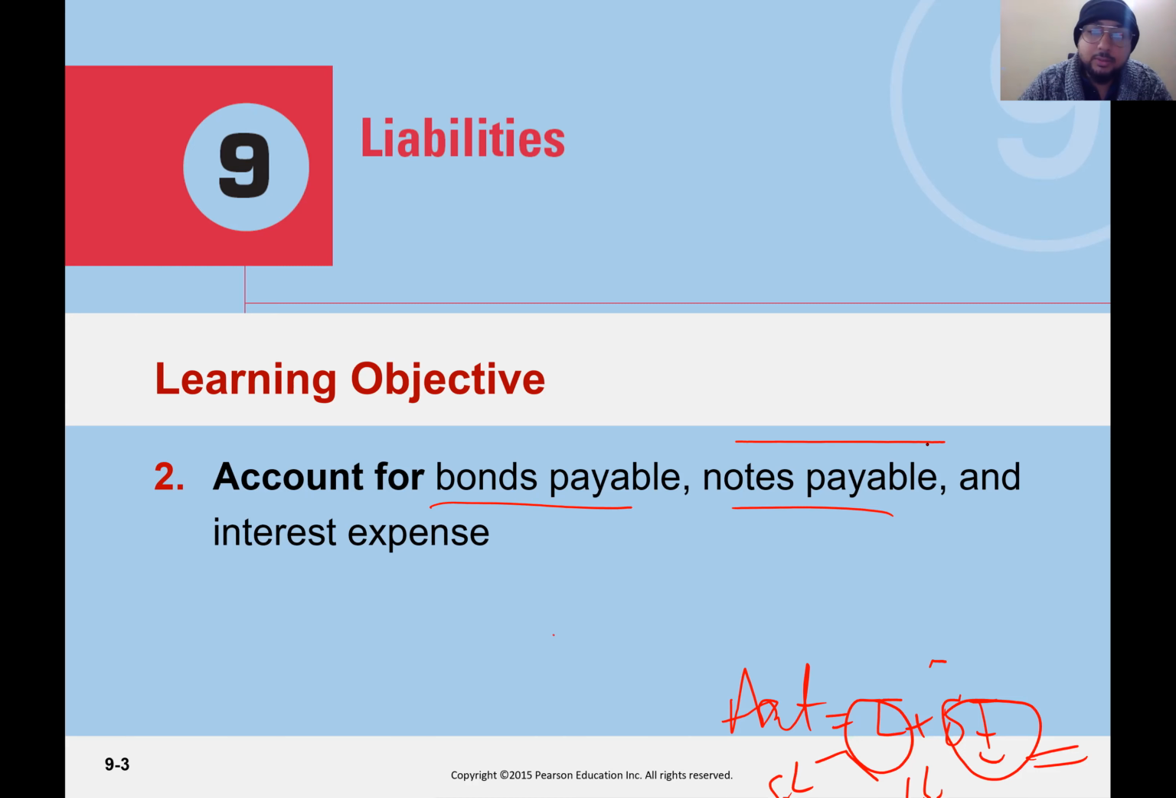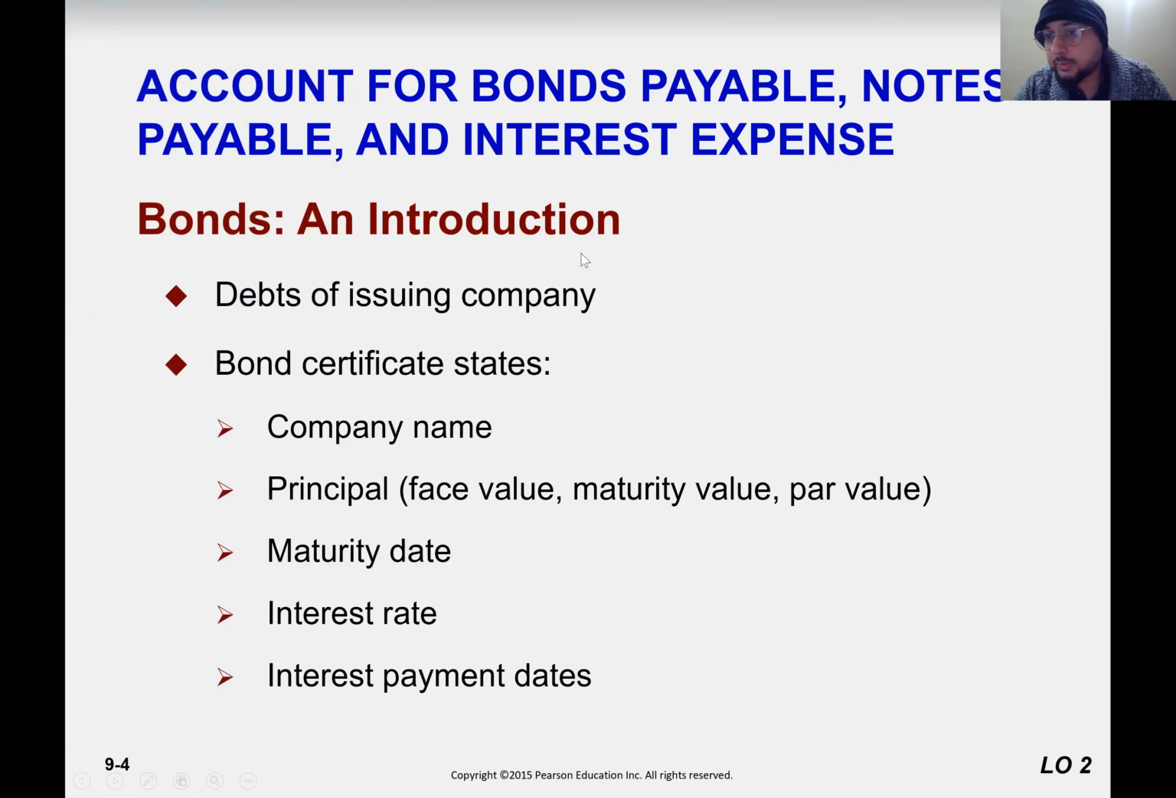So let's just talk about the bonds. What are bonds, right? I'm sure you already had some discussion in the introduction to business, so I'm just gonna go through it here. A bond is a debt of the issuing company. Basically a certificate like shares, it is issued by the company to the public so that the public can give money to the company as a loan, right?